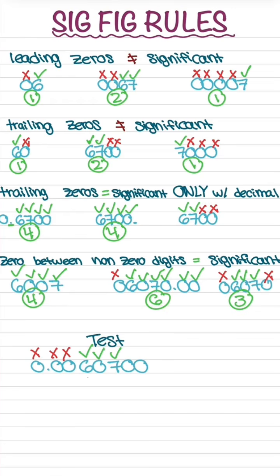These are all significant, even though 0 is in between 6 and 7, and these are trailing zeros, so these will also be significant because there is a decimal point. If there's a decimal point or not, leading zeros will always not be significant. In total, we have 1, 2, 3, 4, 5 sig figs.